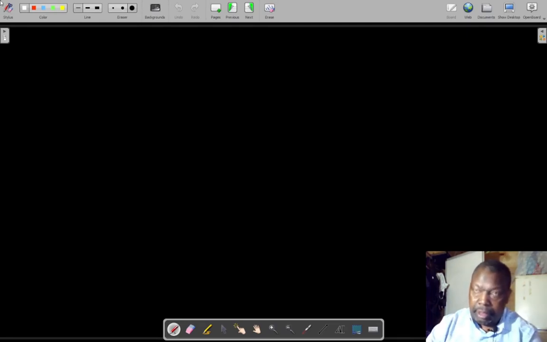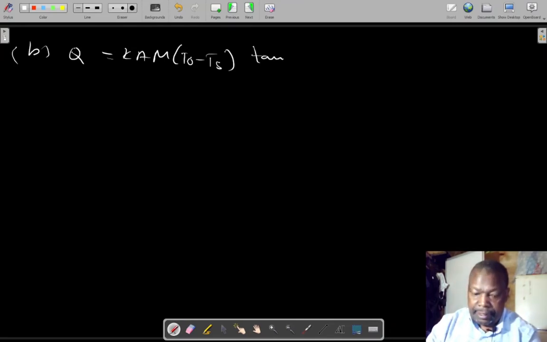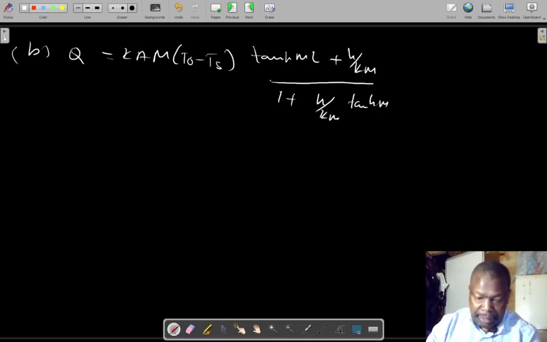Now let us have a look at B. The rate of heat flow Q is equals to kA m, T naught minus Ts, tanh of ml plus h over km, divided by 1 plus h over km tanh ml.